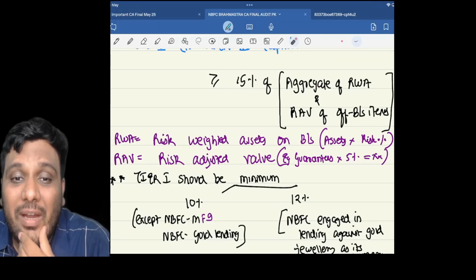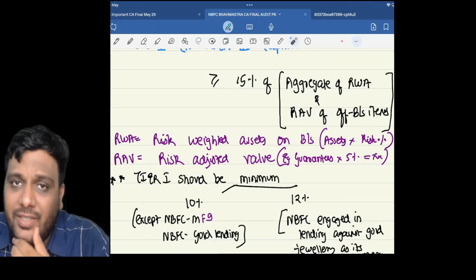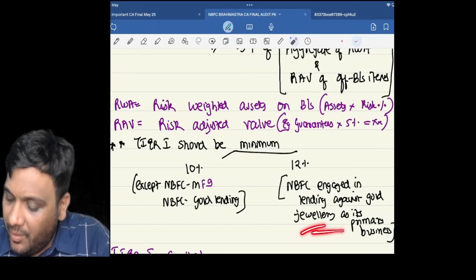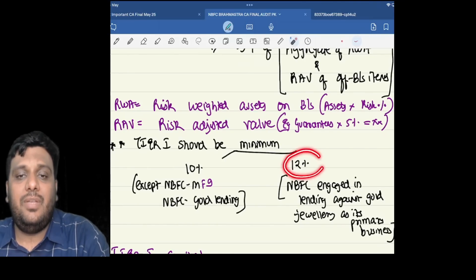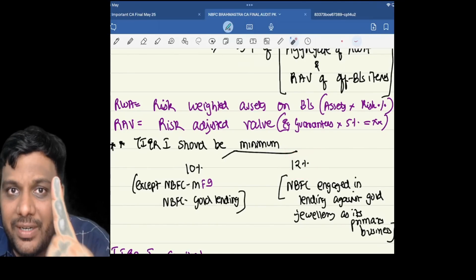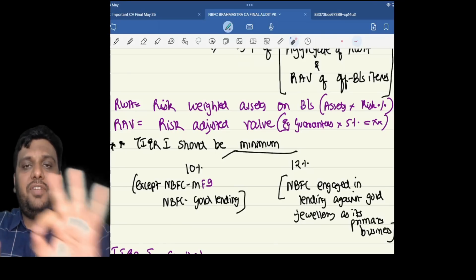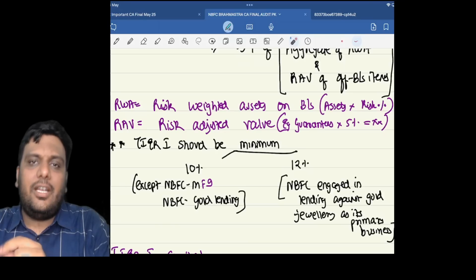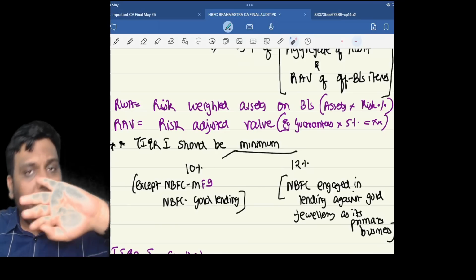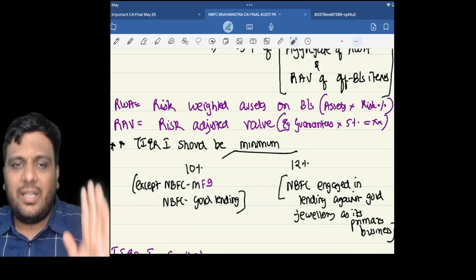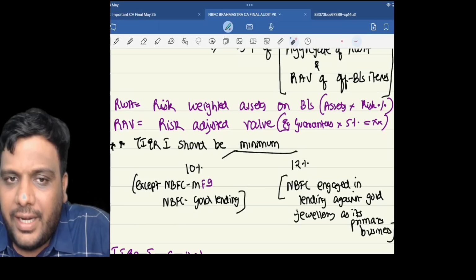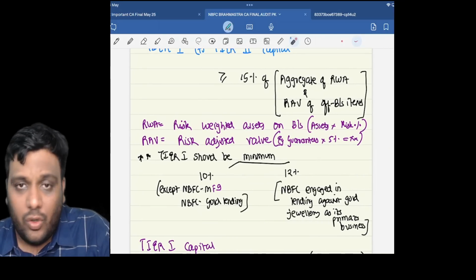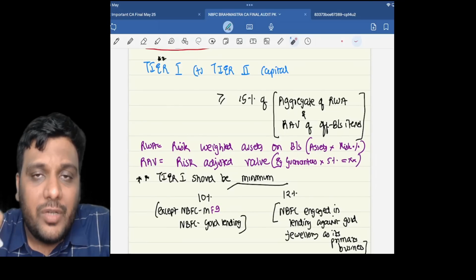But this is not applicable to NBFC microfinance institution and NBFC gold lending. Because for NBFC gold lending, the minimum tier 1 capital is 12%. 15% is the general rule for everyone. For gold lending, tier 1 has to be 12%, all right? And for everyone else, tier 1 has to be 10%. Forget about NBFC microfinance institution. Module does not go in detail about that. Yes, sir. Okay. Now our job is very simple.